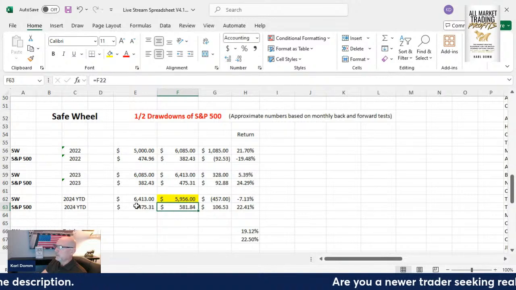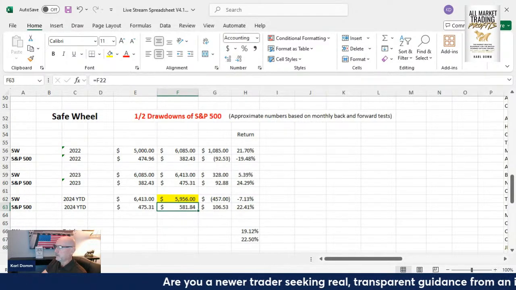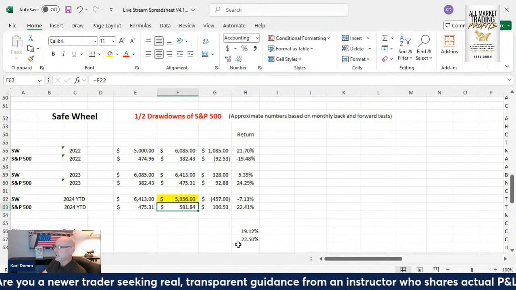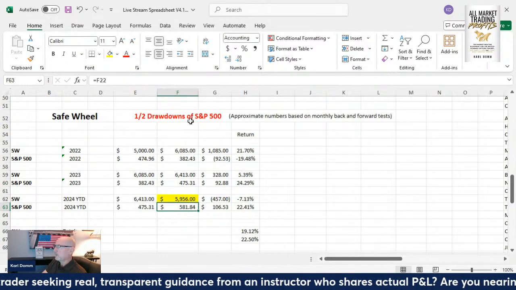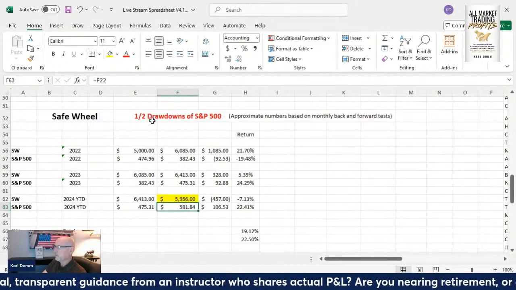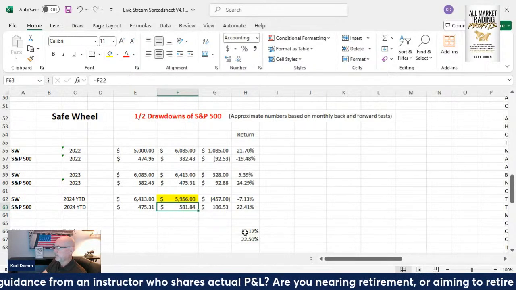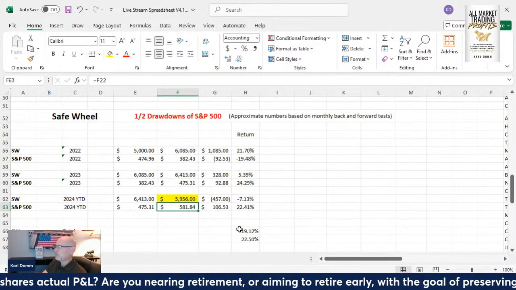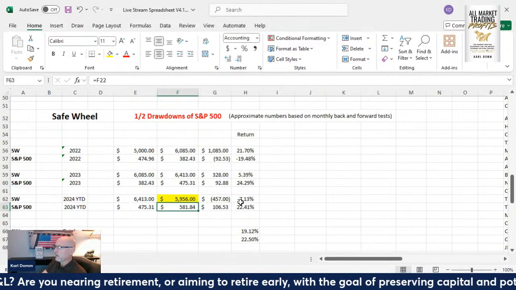So here in 2024, you can see down 7% where the market's up 22. And you can see overall the safe wheel since 2022 up 19 and the S&P 500 up 22. But on a risk adjusted basis, outperforming because the drawdowns are only about half of the S&P drawdowns. But on a nominal basis, underperforming just a little bit. But we'll see how that goes through time.